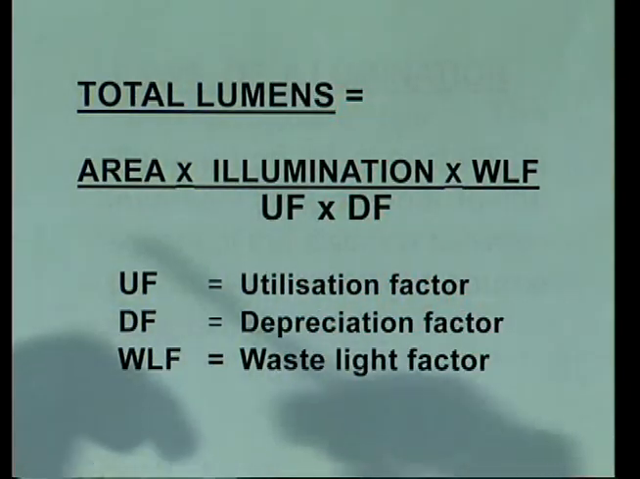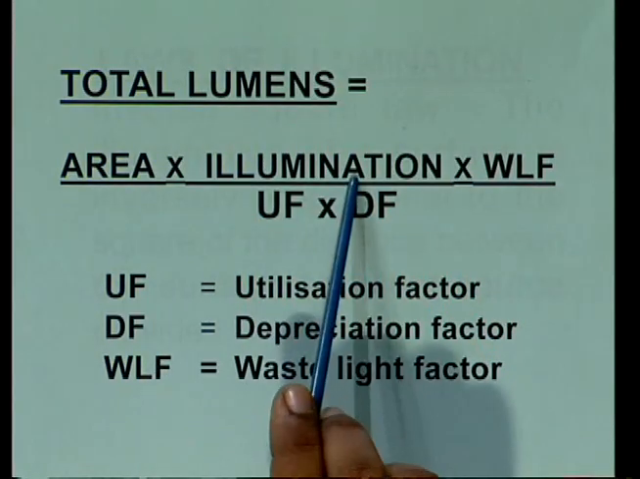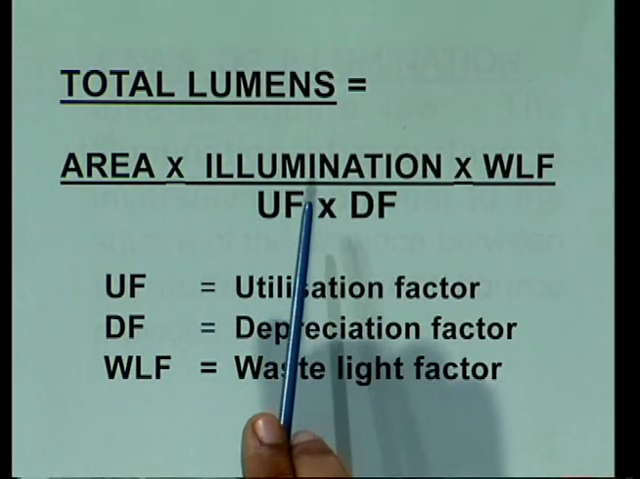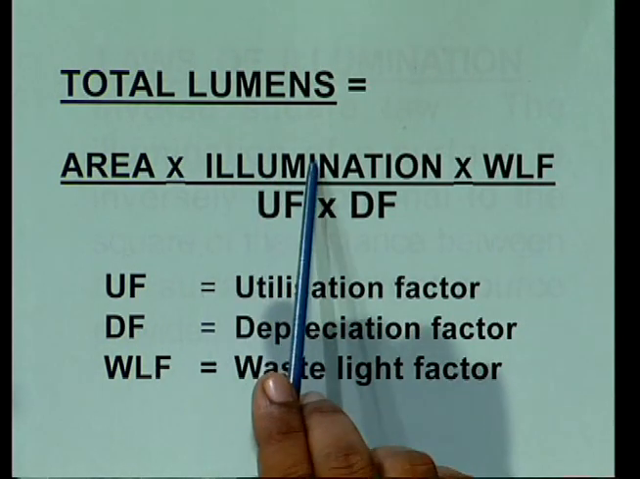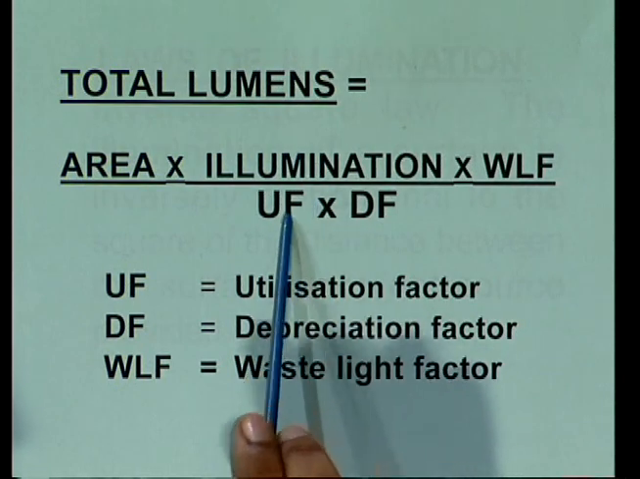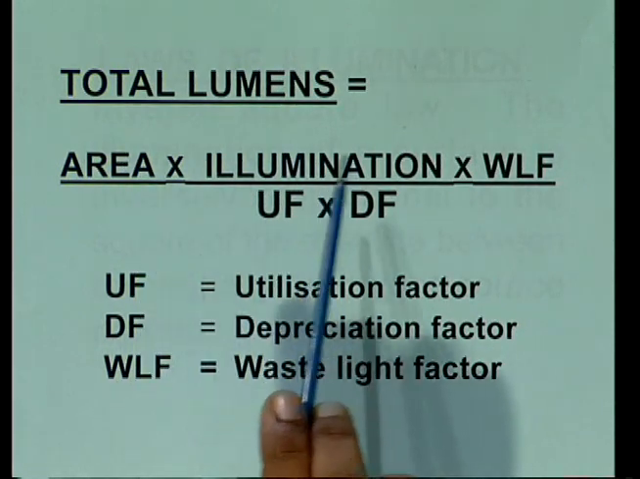Now, the total lumens. The lamp output is always in lumens, and the lumens can be calculated like this. If you know the illumination, what is the illumination? The illumination is how much luminous flux is passing onto the area. So it is given as area into illumination. Illumination equals lumens passing per square unit of area. So illumination is defined as lumens by area. Area will get cancelled, and you will have only lumens.